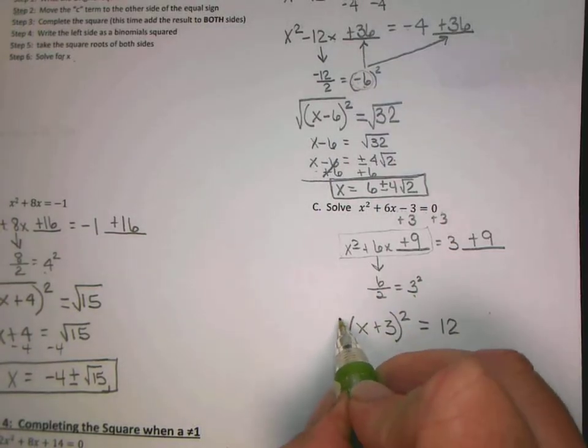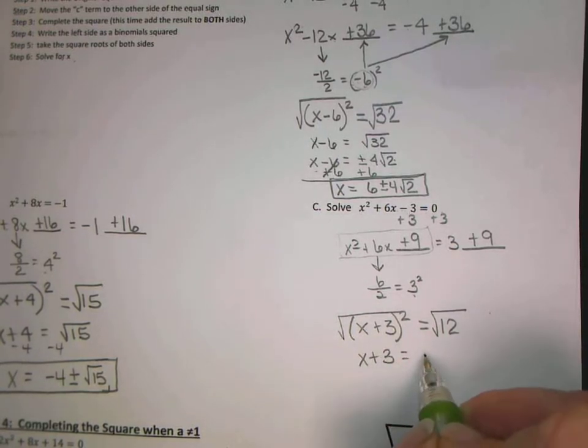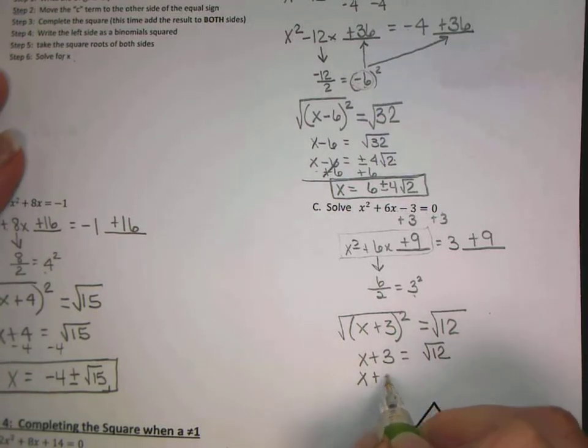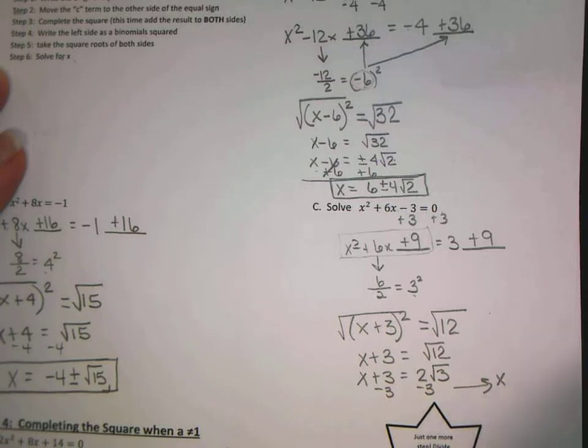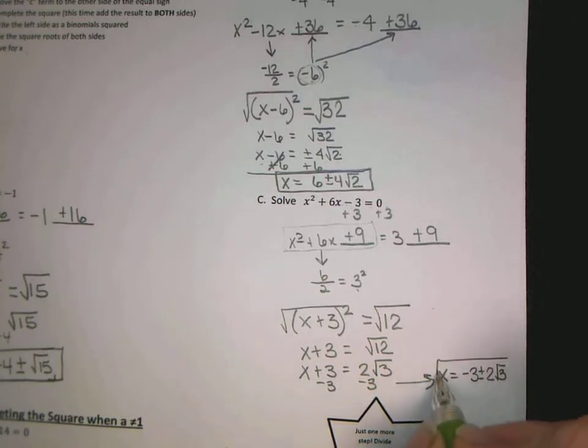Now you're going to square root both sides. x plus 3 equals the square root of 12. The square root of 12 can be simplified, and it can actually be simplified down to 2 square roots of 3. So x plus 3 equals 2 square roots of 3. I'm going to subtract 3 from both sides, and my final answer is going to be x equals negative 3 plus or minus 2 square roots of 3. And that's the final answer there.